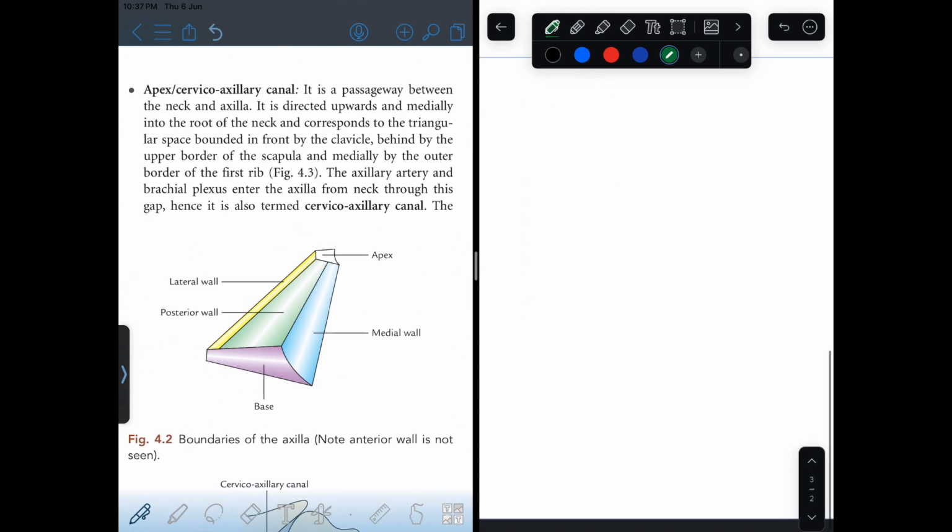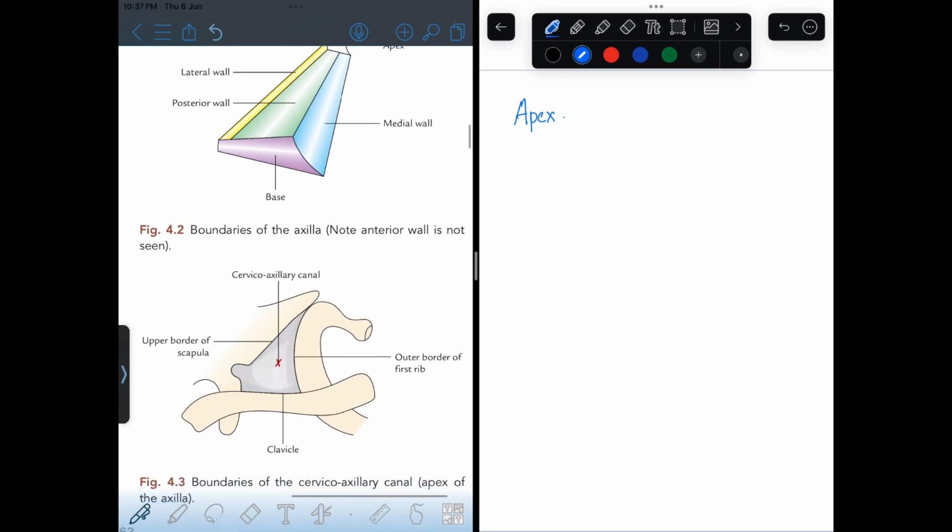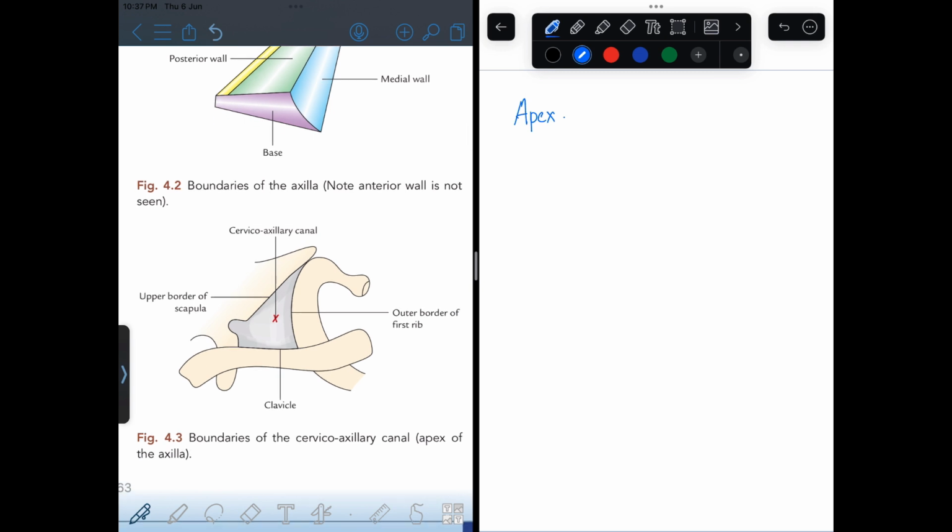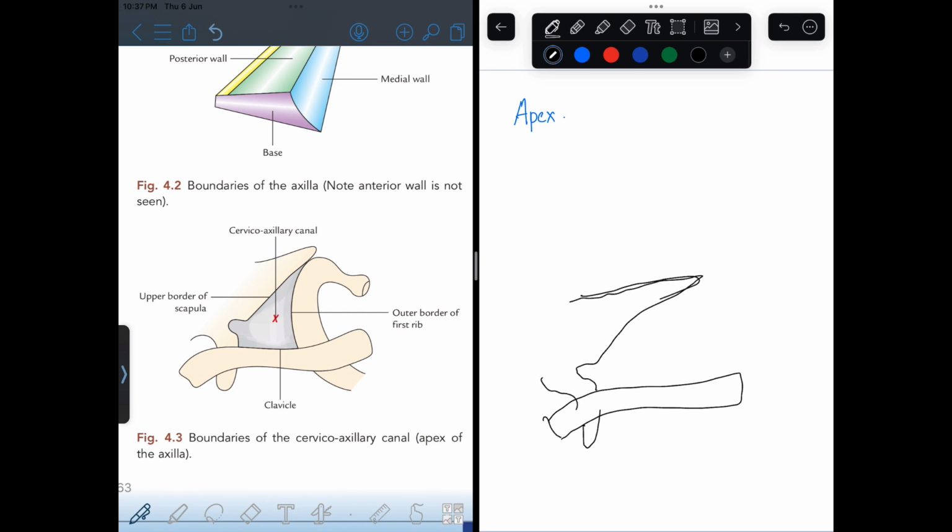The apex is bounded by the clavicle in front, behind by the upper border of the scapula, and medially by the outer border of the first rib. I want you to just draw this diagram real quick with me. So we have the clavicle anteriorly, the upper border of the scapula behind, and the outer border of the first rib medially. I hope that is clear. This is about the boundaries of the cervico-axillary canal.